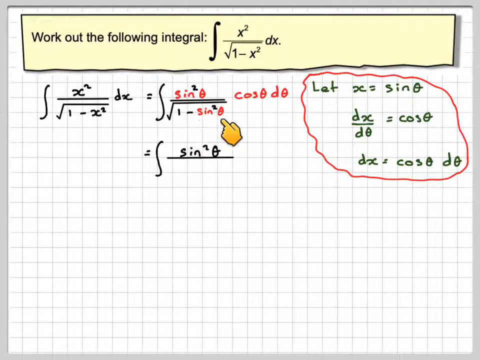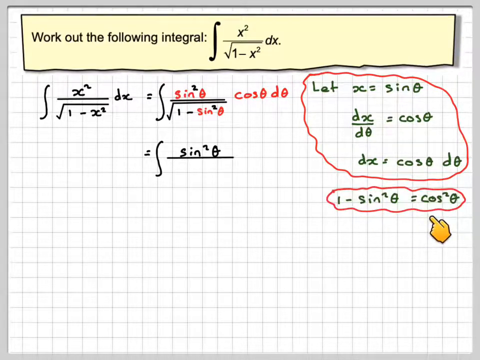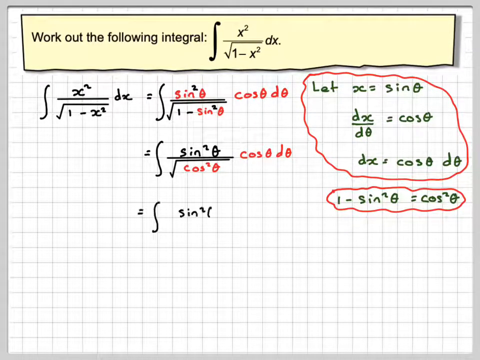Now, using a trig identity, 1 minus sine squared theta is cos squared theta. That comes from the idea that sine squared theta plus cos squared theta is equal to 1. We're going to now replace this bit inside the root sign with cos squared theta. We've still got a cos theta d theta here. If you square something and square root it, it just becomes cos theta, and we still have the cos theta d theta. Notice I still haven't integrated, so I've still got the integral sign in.